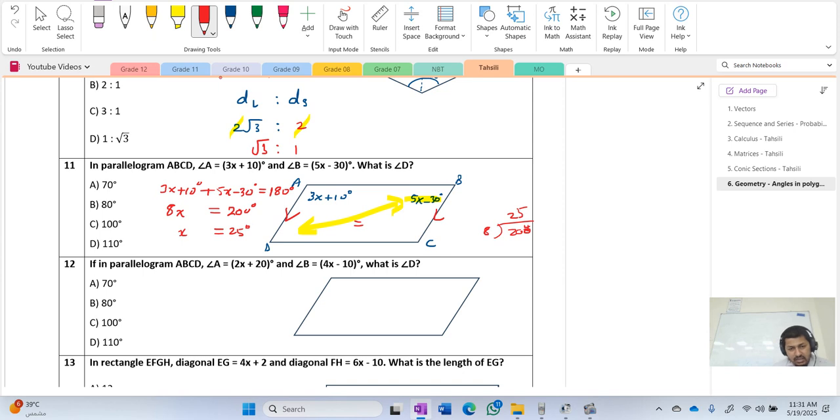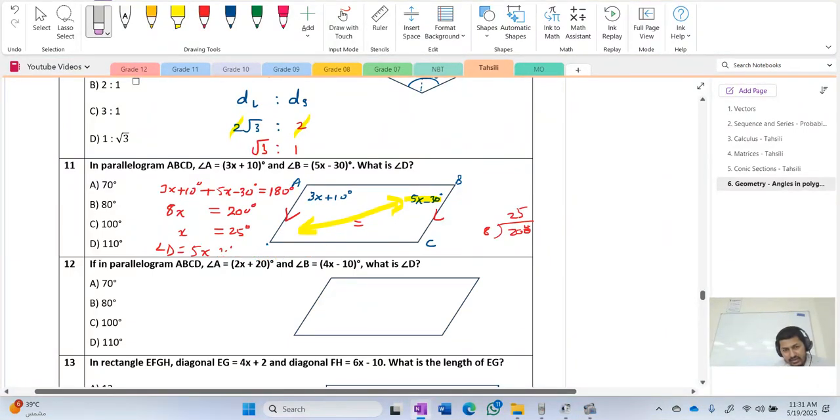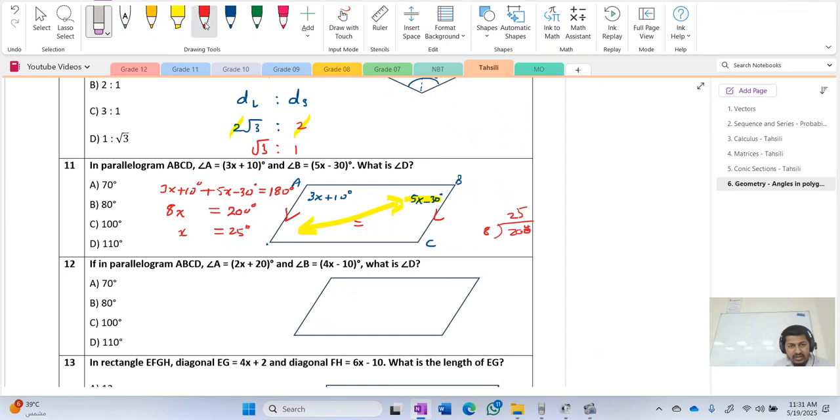3x plus 10 plus 5x minus 30 degrees is equal to 180, that's 200. 8x is equal to 200. x is equal to 25. We want to find the measure of angle D. So the measure of angle D is 5 times x, which is 25, minus 30 degrees. So 5 times 25 is 125 minus 30. We should get 95. Yeah, so it's none of these options.